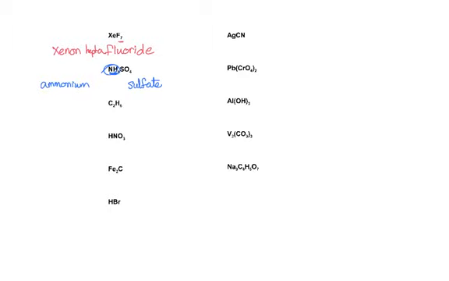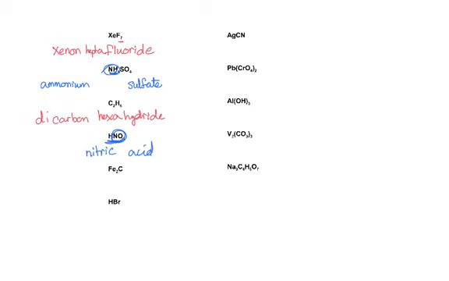Alright, next one. C2H6. So carbon is the name of the first one. Hydride is the name of the second one. This is covalent, so you need prefixes. So it'd be dicarbon hexahydride. Next one is HNO3. This is an acid. This is nitrate, so ate becomes ic. So it'd be nitric acid.